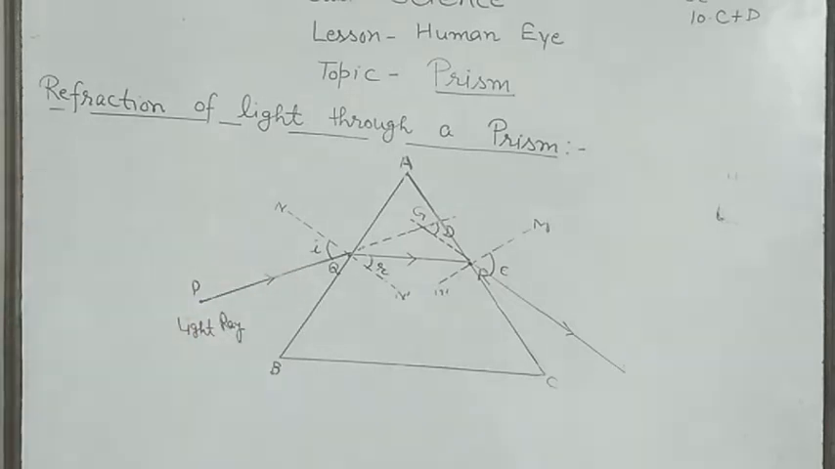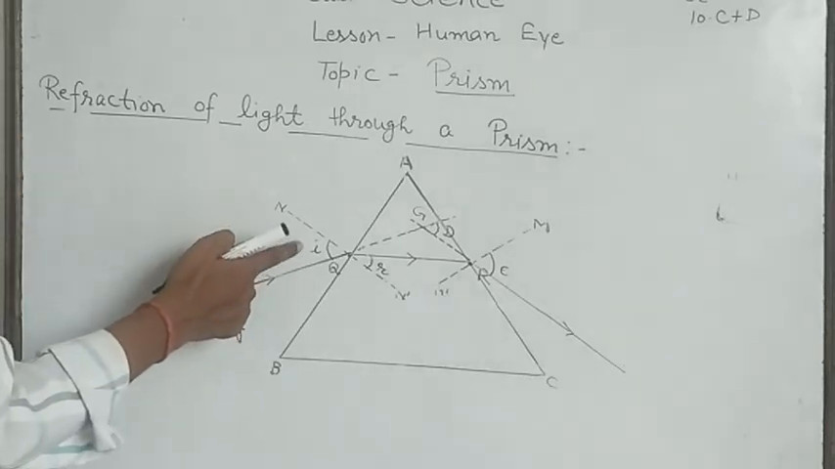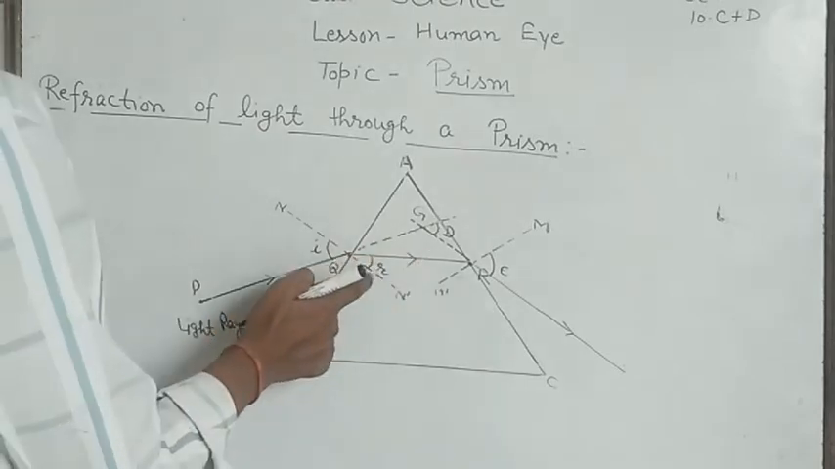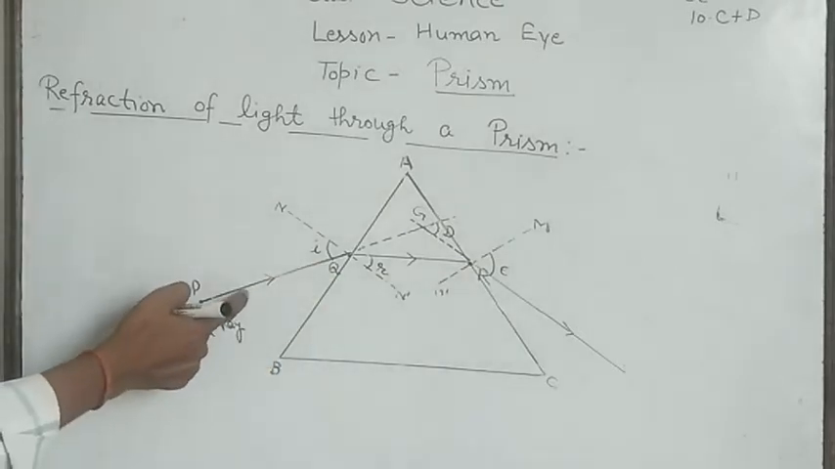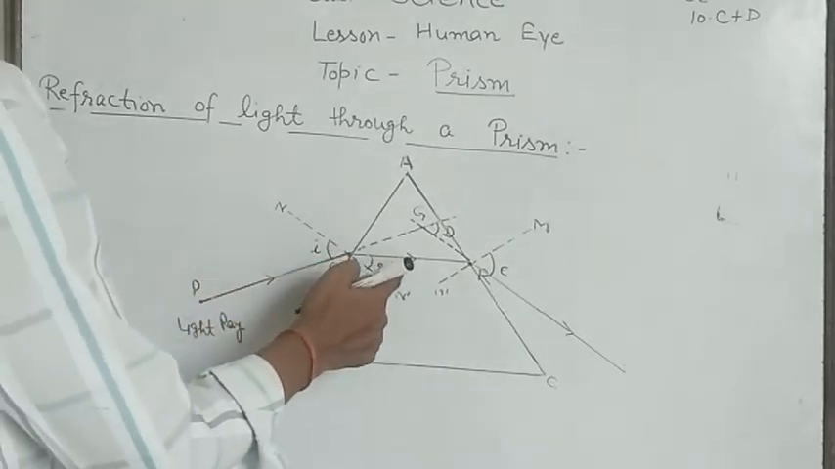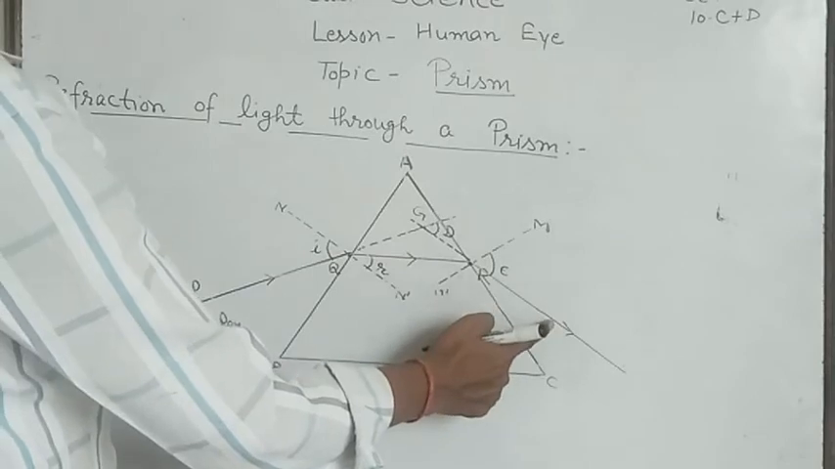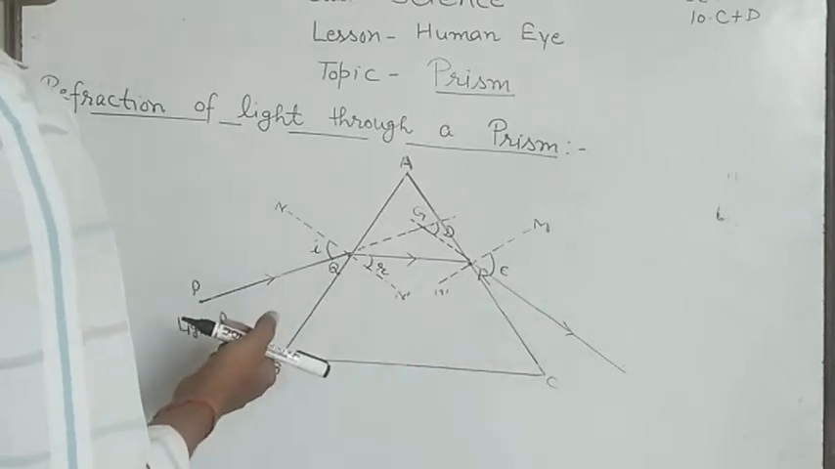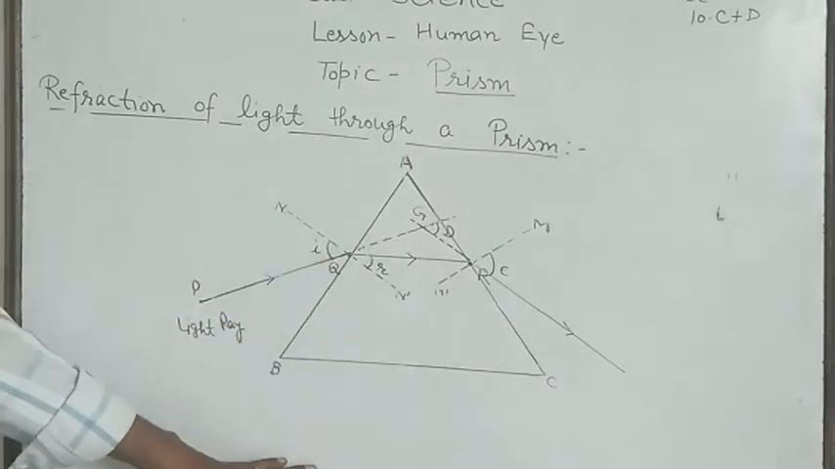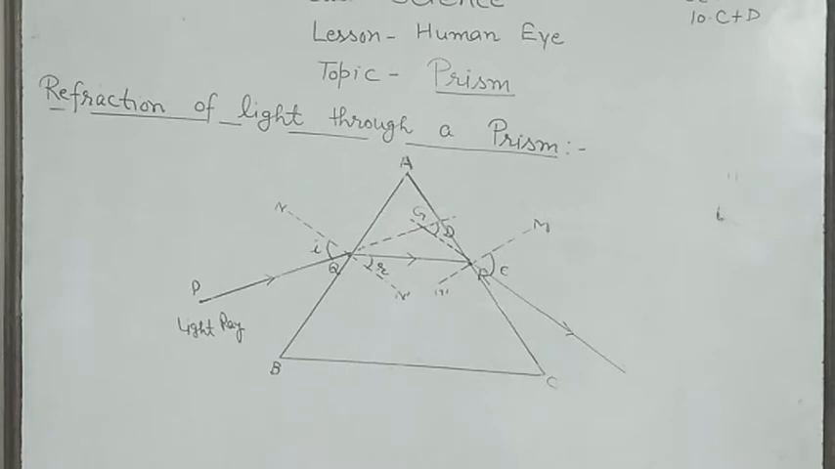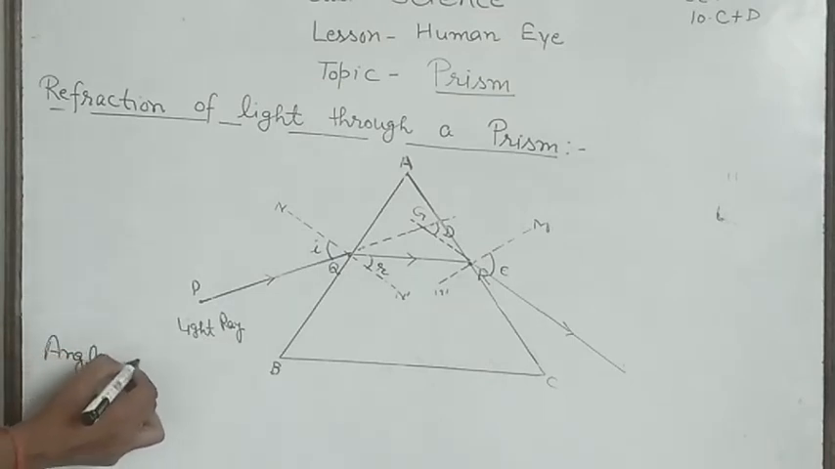In this diagram, this is the incident angle, this is the refraction angle and the emergent angle. This ray is the incident ray, refracted ray, emergent ray. So this is the refraction of light through a prism. Clearly explain the terms. The angle of deviation.